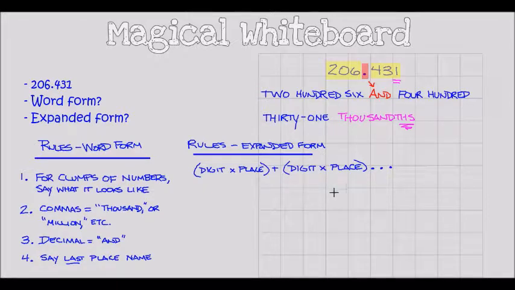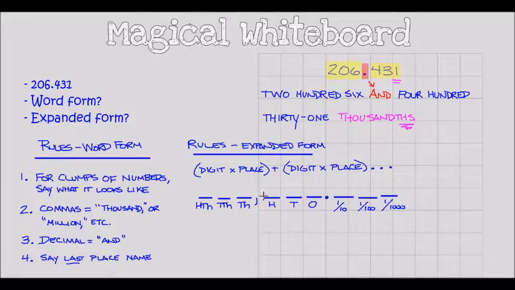Now, we have to remember our place value names in order to do this, so I usually give myself a little cheat sheet like this. Blank, blank, blank, comma, blank, blank, blank, dot, blank, blank, blank. And I label these blanks because these are my place values.